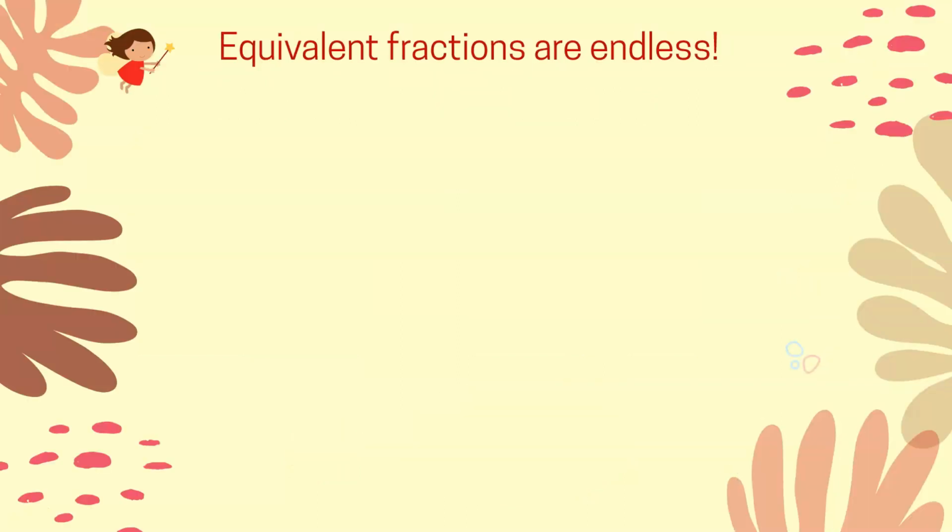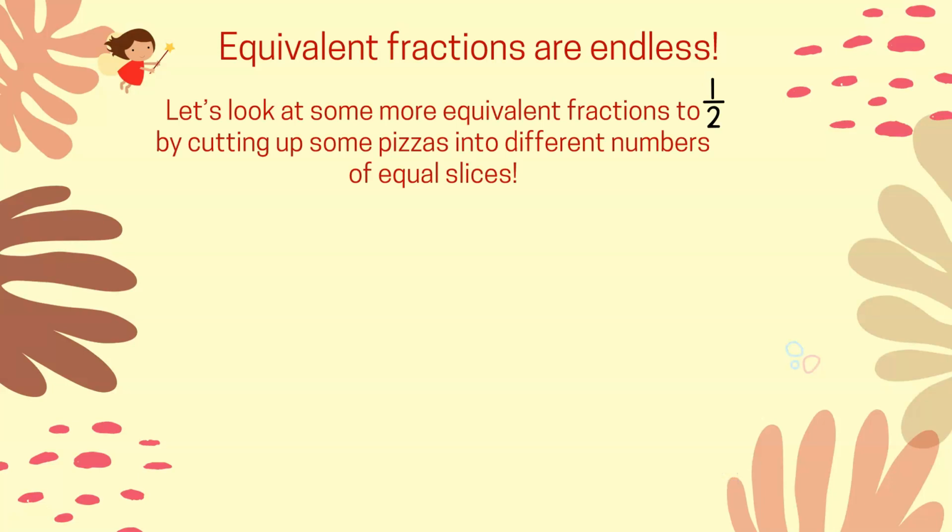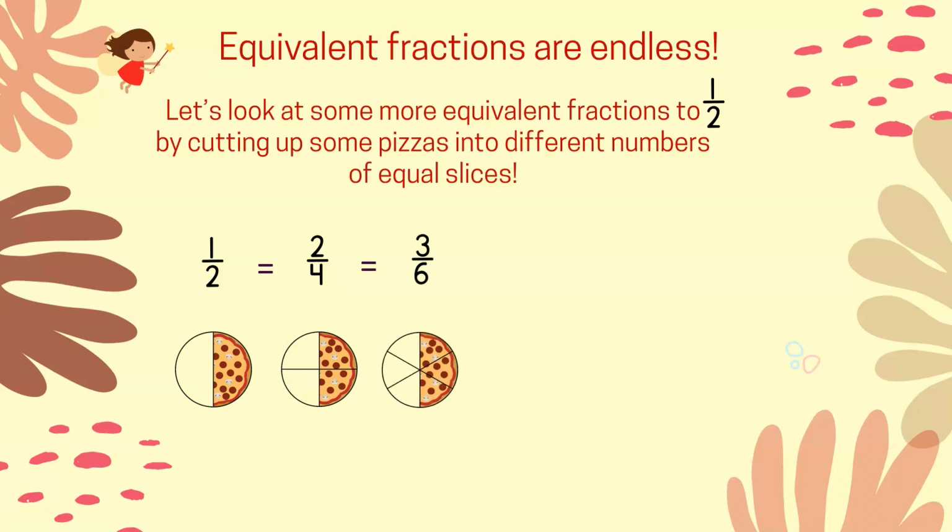Equivalent fractions are endless. Let's look at some more equivalent fractions to 1/2 by cutting up some pizzas into different numbers of equal slices. Here's our first one. I've cut it up into 2 equal slices and I've eaten 1. This one I've cut into 4 equal slices and I've eaten 2. I've still eaten half the pizza. This one is 6 equal slices and I've eaten 3. Still only half of the pizza.